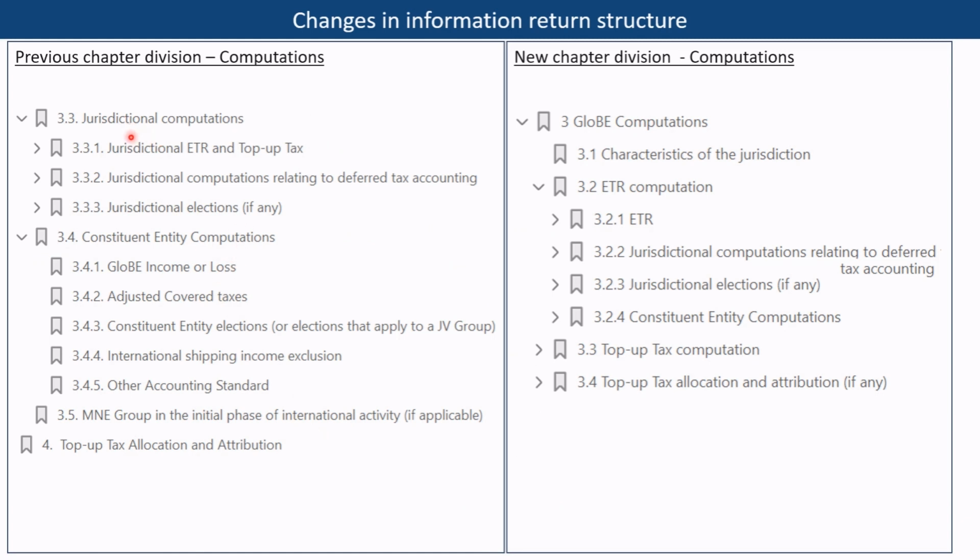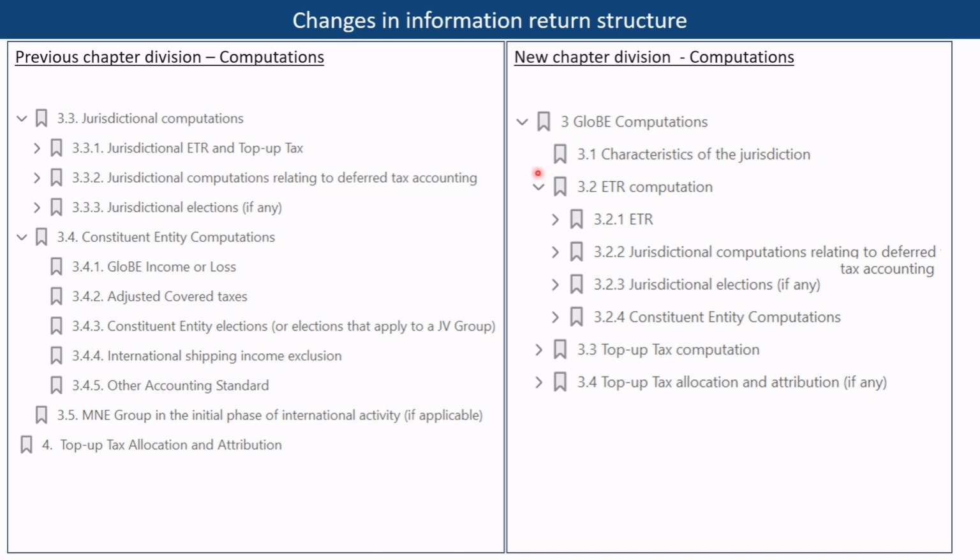in the old one you start with your jurisdictional computations, you do the ETR and the top-up tax and your deferred tax accounts, and you say what your elections are. In the new return, we now only talk about GloBE computations. There's not a separate chapter division in that regard anymore. Again, as I just said, you describe the characteristics of the jurisdiction, which I assume would be pretty much copy-paste of the previous one, and one wonders why you then need it twice.